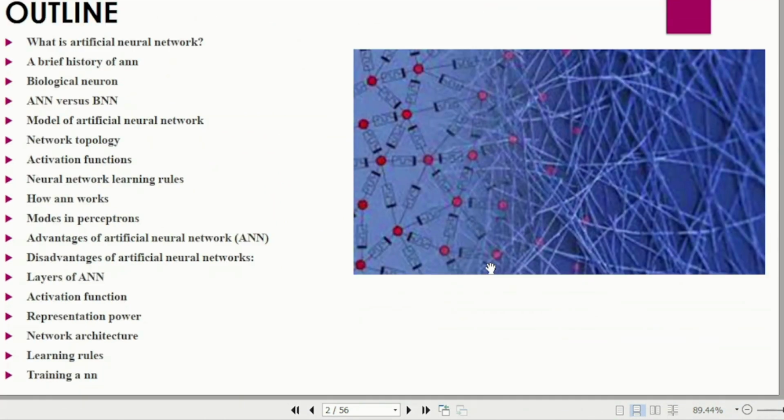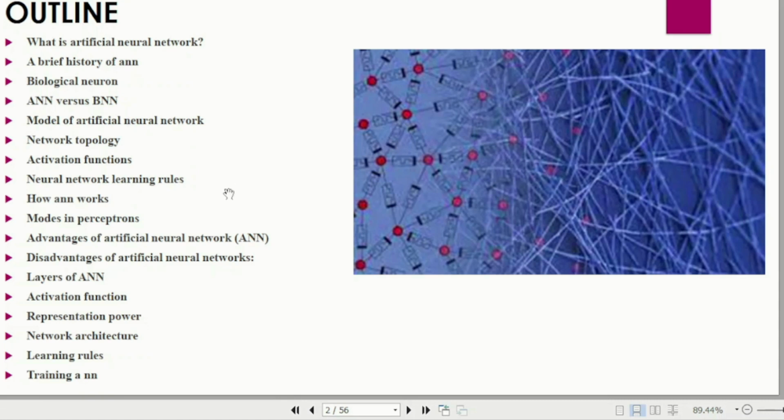This is today's agenda of artificial neural networks. In this presentation, I will define all the topics about artificial neural networks: a brief history, then the biological concept of neurons and the difference between the artificial neural network and the biological neural network. Afterwards, we will go through the model of the artificial neural network, how they are modeled, and then network topologies. We will also discuss the activation functions and how they work.